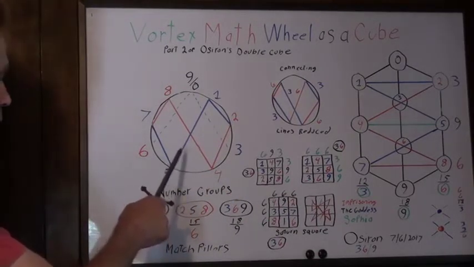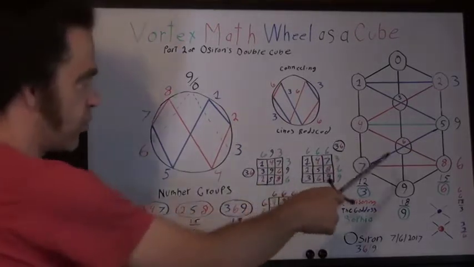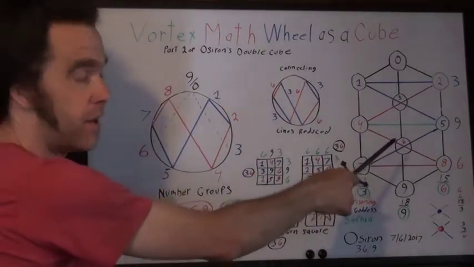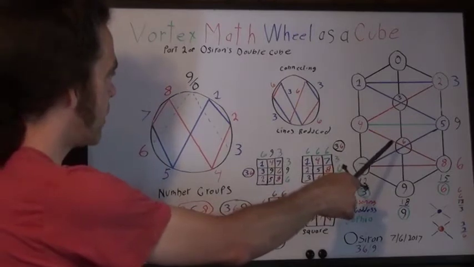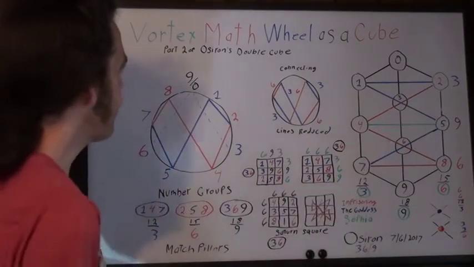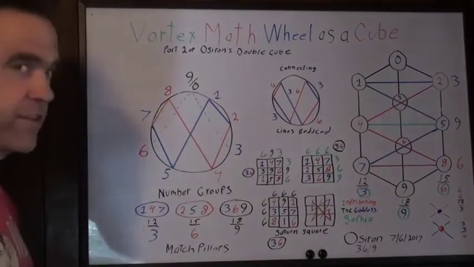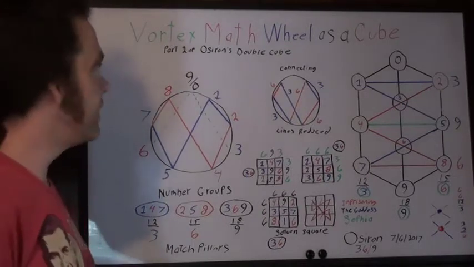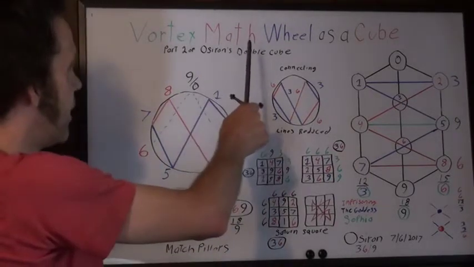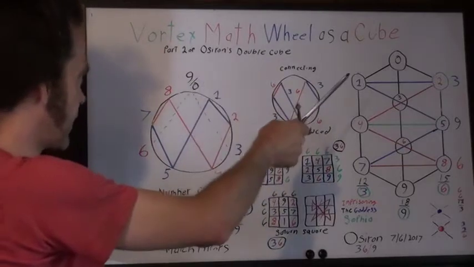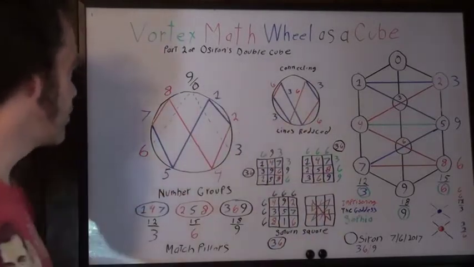I'll explain that a little bit if you don't know what it is. And over here, again, we have the double cube of Lord Osiron. And the title of this one is Vortex math wheel as a cube, part 2 of Osiron's double cube.